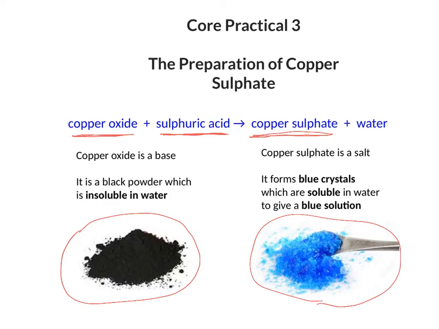Now, that base reacts with an acid according to the general equation: base plus acid gives salt plus water. So copper oxide reacts with sulphuric acid to give copper sulphate and water. What we're going to do is look at the method, and look at the chemistry that's involved in that reaction as well.